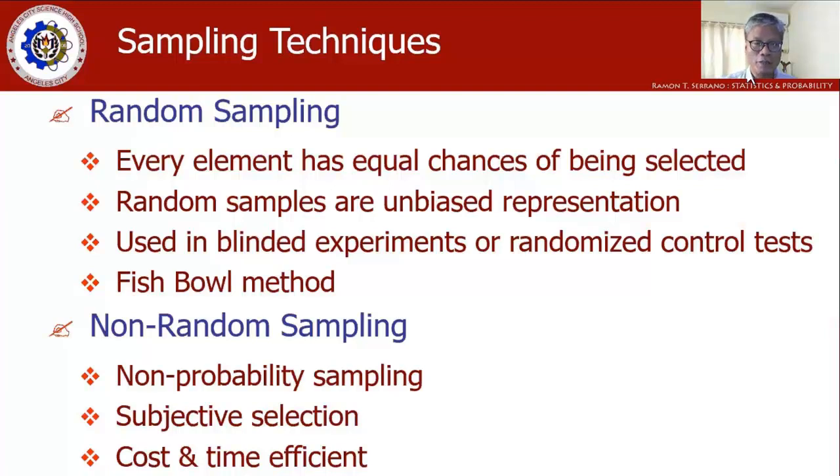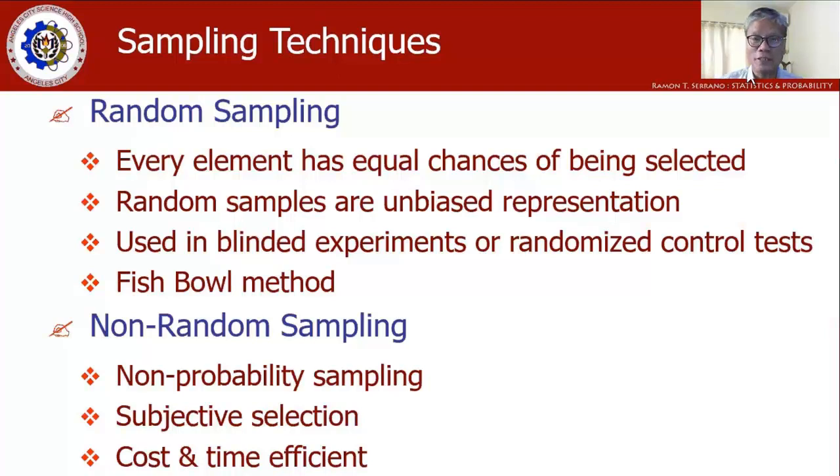For the random sampling, basically every element has equal chances of being selected, and random samples are unbiased representation. And this is used in blinded experiments or randomized control tests. Why blinded? You don't see, you don't select, you don't favor, there's no favoritism, okay? And the fishbowl method is the basic one, wherein all the names are placed inside the fishbowl. Okay, and then you select one at a time. So randomized. Then the next one is non-random sampling.